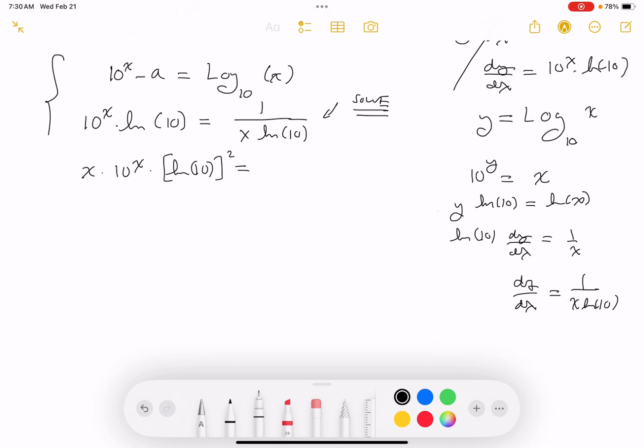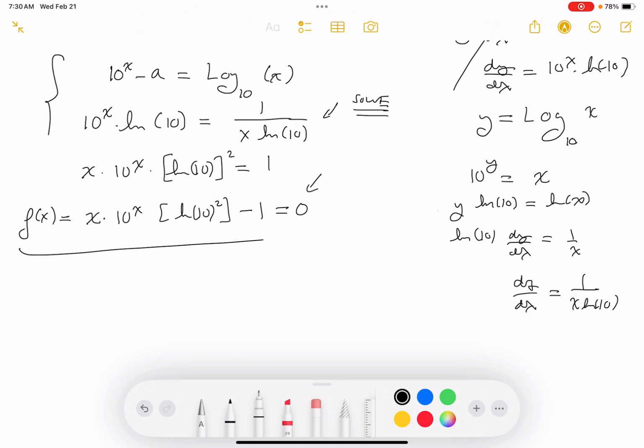What I do, I multiply both sides by x ln 10, and it's going to equal 1. I'm going to solve that for 0. You get x 10 to the x ln 10 squared minus 1 equals 0. Now, if you're going to use Newton's method in this one, what you have to do is define a function, and a function is about finding roots. What's a root? Where it equals 0. And this is a pretty easy problem to do using Newton's method.